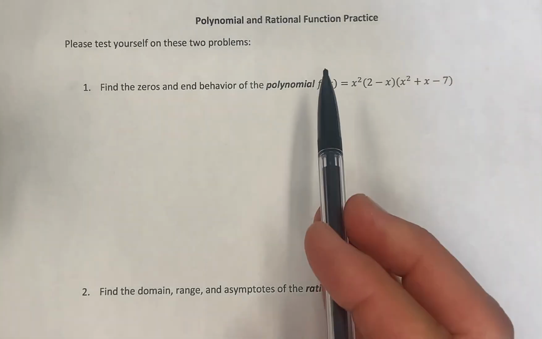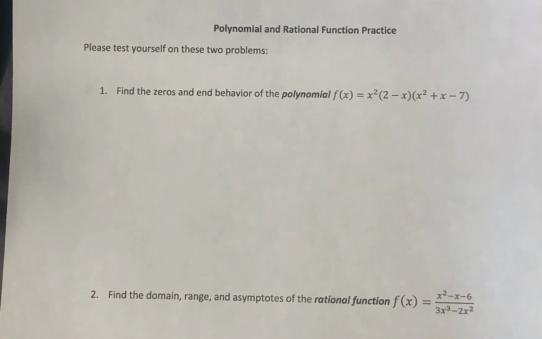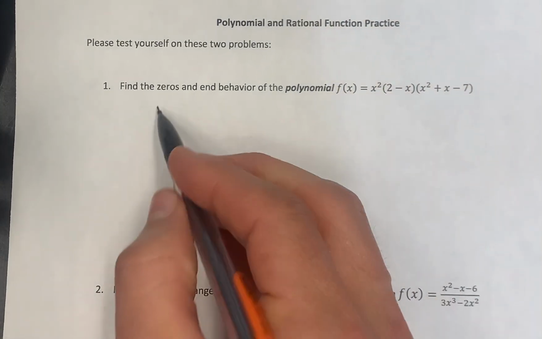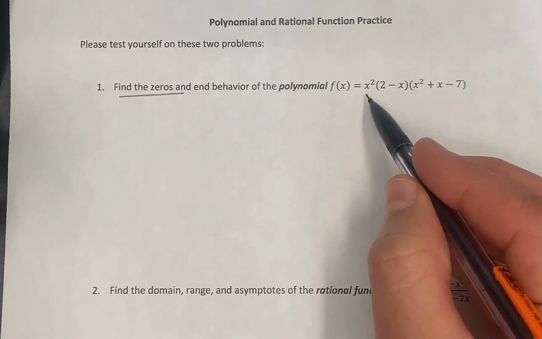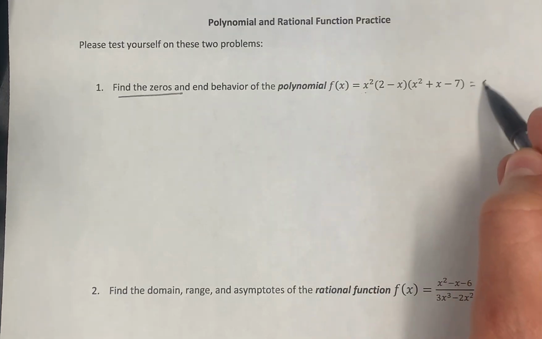Here's a problem on polynomials and a problem on rational functions. So here's the solution. How do I find the zeros of this polynomial? I want to find every place this is equal to 0.